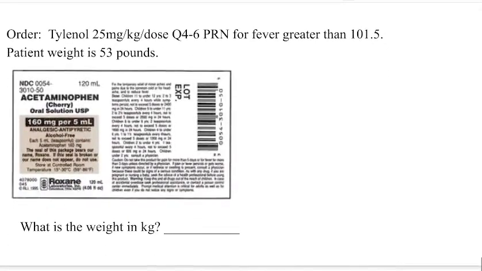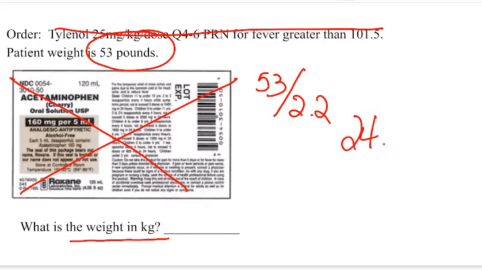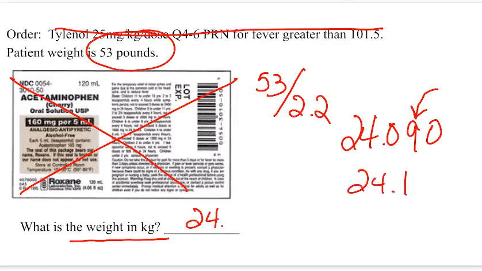Okay, what is the weight in kilos? Again, I don't care about any of this. All I'm going to do is take my 53 pounds and divide it by 2.2. 53 divided by 2.2 equals 24.090. Again, I'm going to look at the number one past my tenth and round up to 24.1. 24.1 kilograms is my final answer.